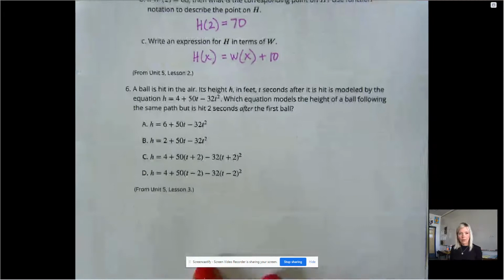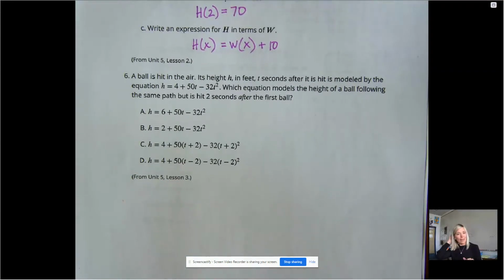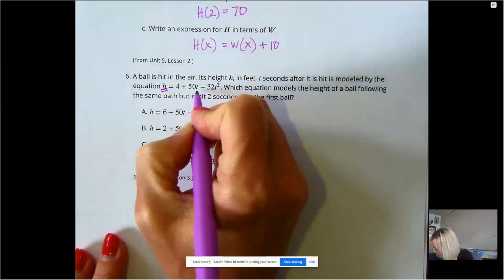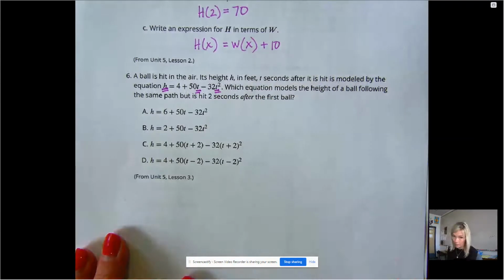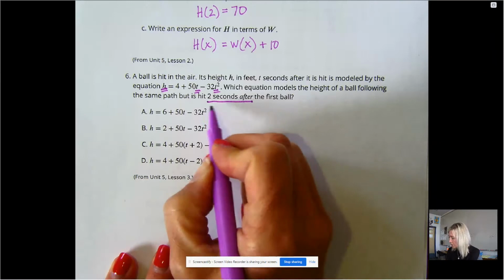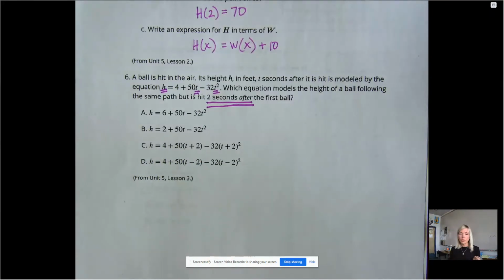All right, and then finally, number 6, a ball is hit in the air. Its height h in feet t seconds after it's hit is modeled by the equation h equals 4 plus 50t minus 32t squared. Which equation models the height of a ball following the same path, but is hit 2 seconds after the first ball? So we know the output h is the height, the input t is the time. So if we want to do 2 seconds after, that's a change in time, so a change in the input.